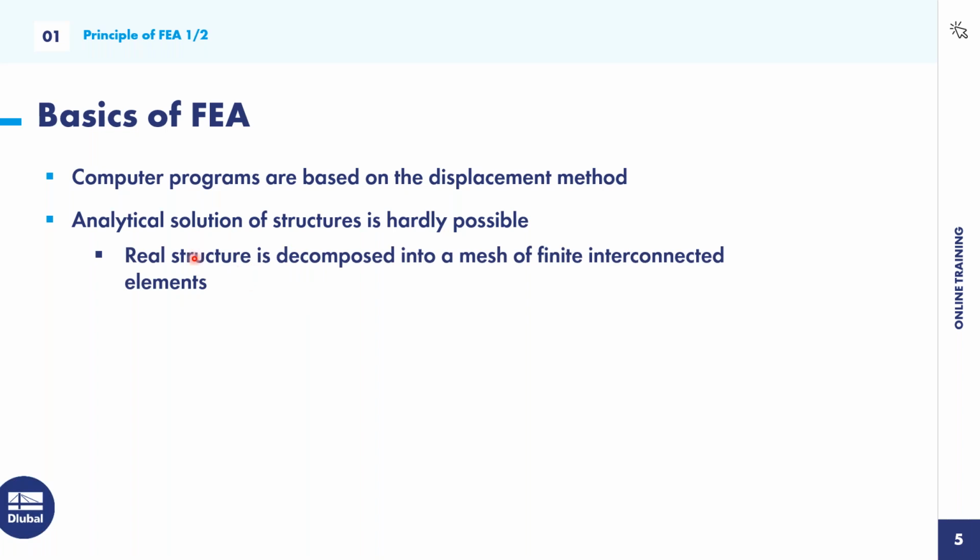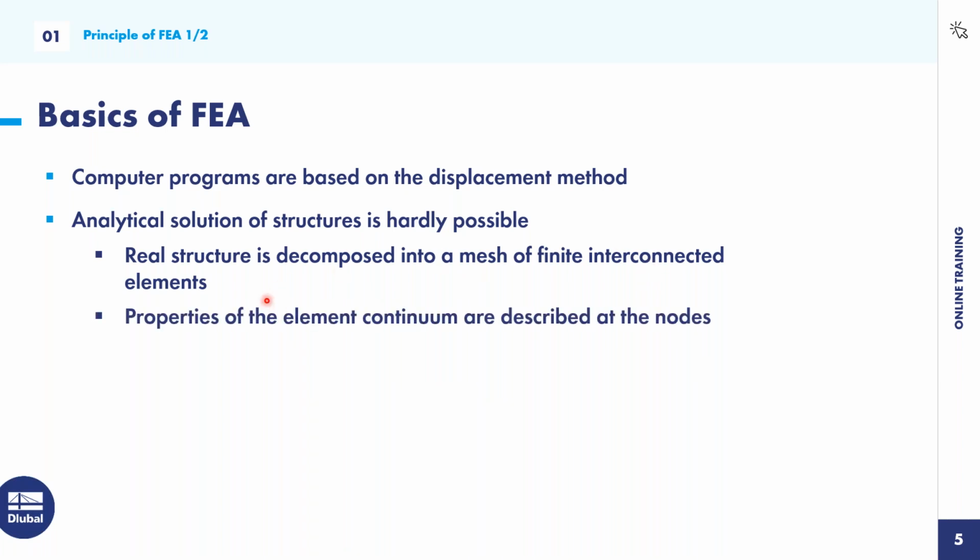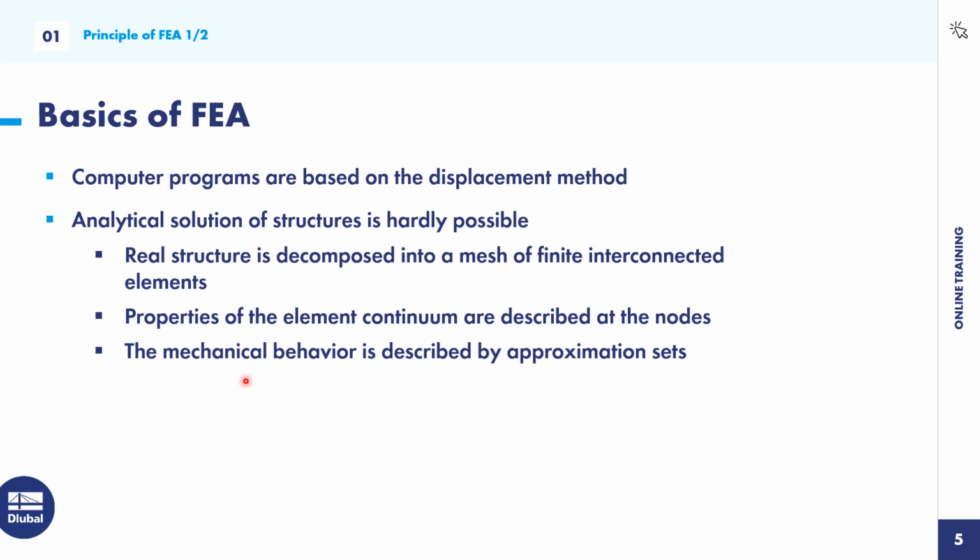And this is also the reason why real structures are decomposed into a mesh of finite interconnected elements. At each element continuum and at each node, the properties, especially the degrees of freedom like deformation or restraints, are described at the nodes. So normally the finite element analysis is just a numerical approximation of an exact solution. The mechanical behavior is described by approximation sets.